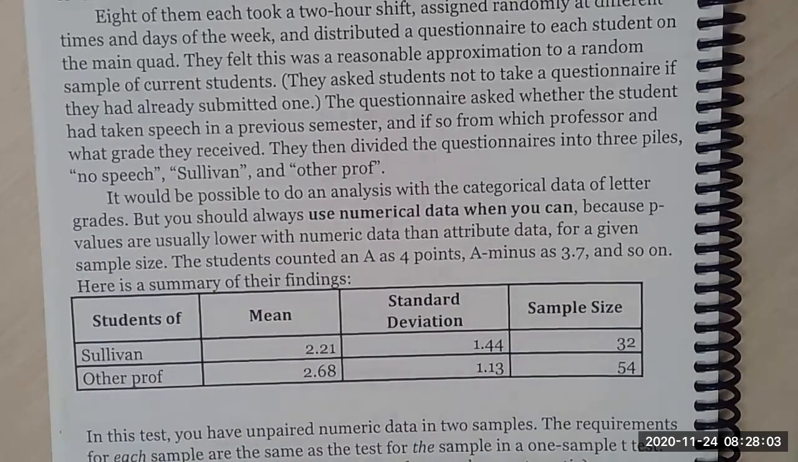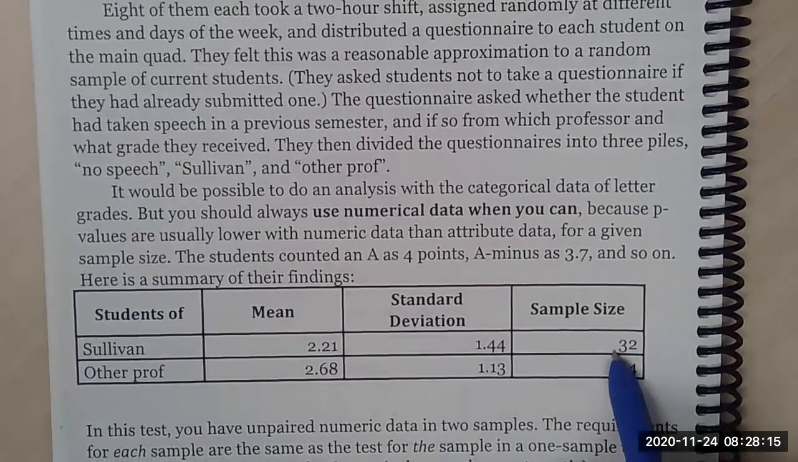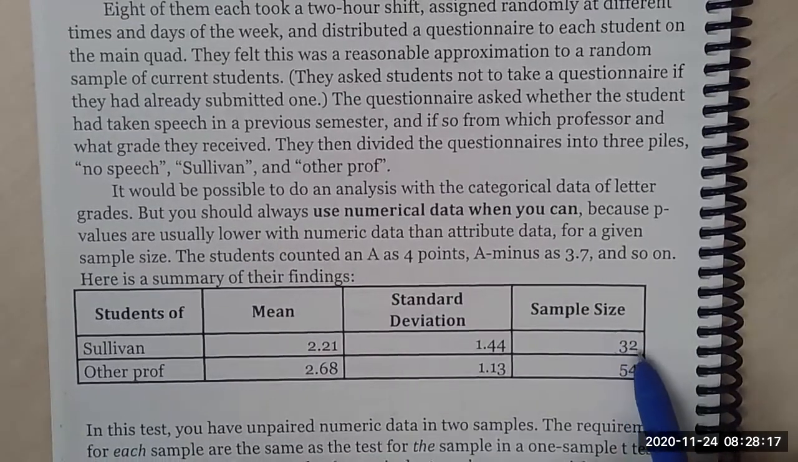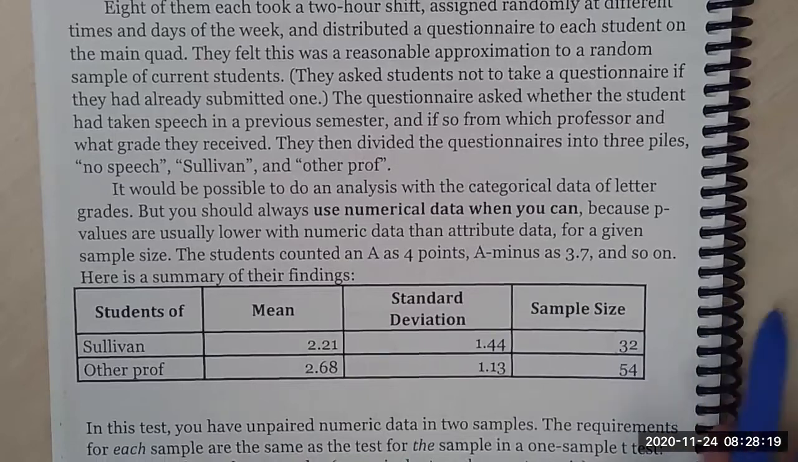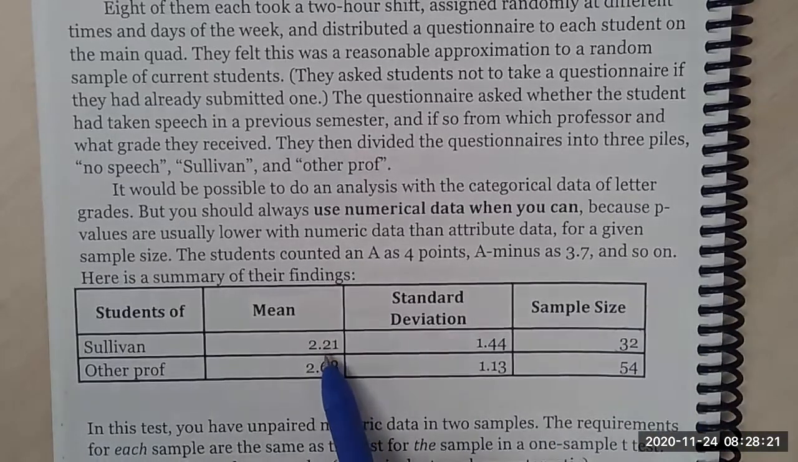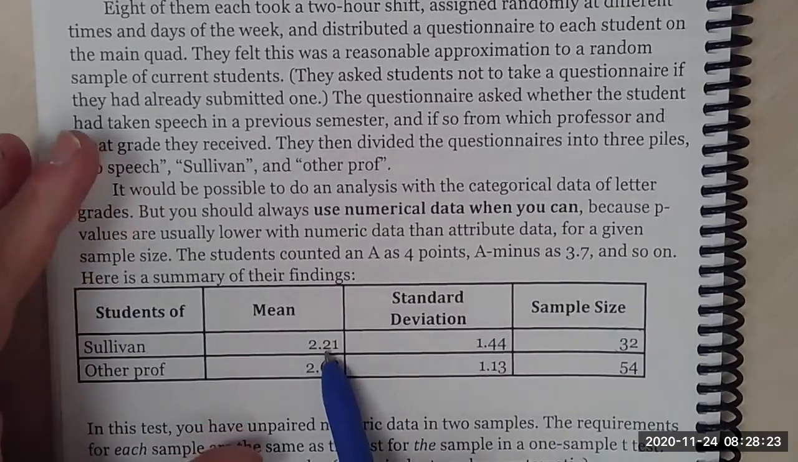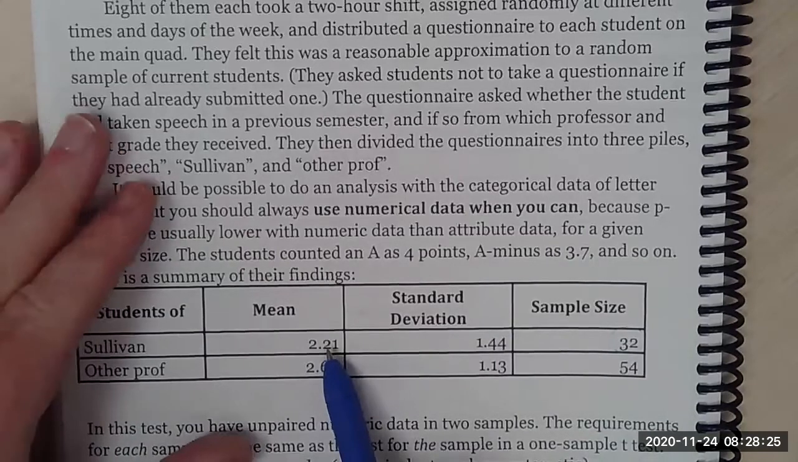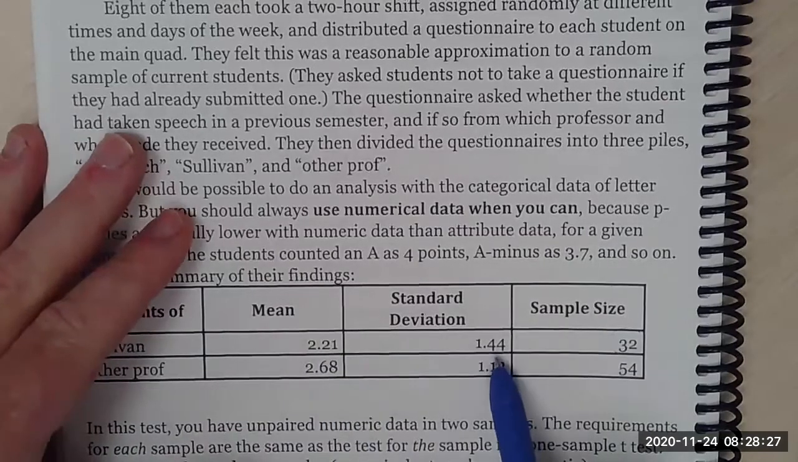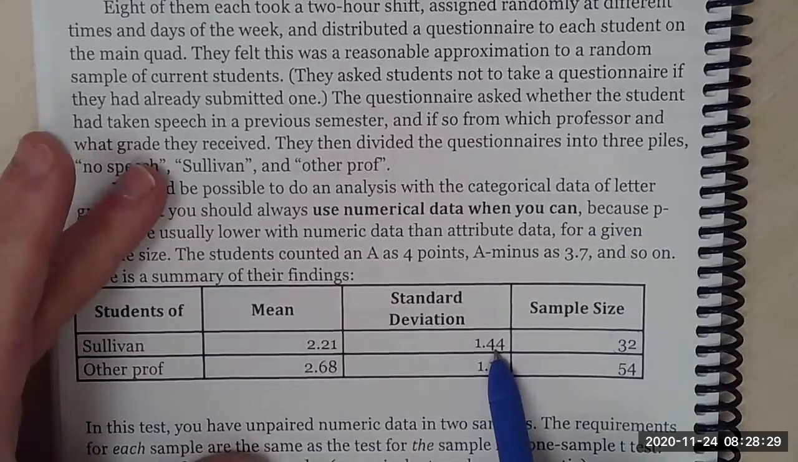So they have performed the calculations. They took 32 Sullivan responders who said, yeah, I took Sullivan. And their results, they found that the average grade point average for those letter grades was 2.21 with a standard deviation of 1.44.